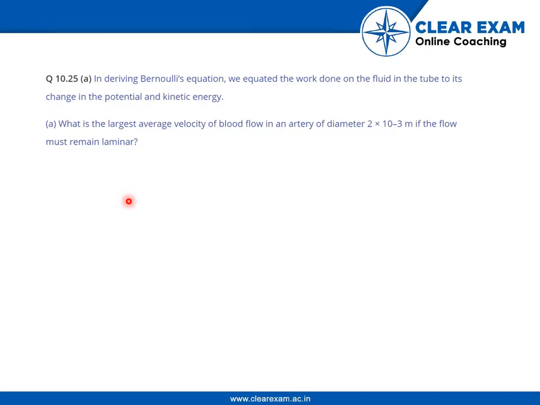Let us go through the question. In deriving Bernoulli's equation, we equated the work done on the fluid in the tube to its change in the potential and kinetic energy. So what is the largest average velocity of blood flow in an artery of diameter 2 × 10^-3 meter if the flow must remain laminar?